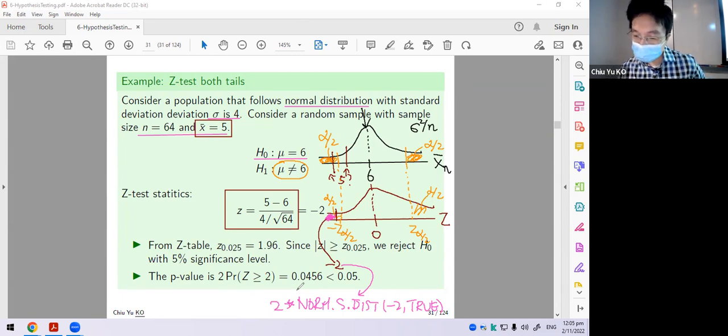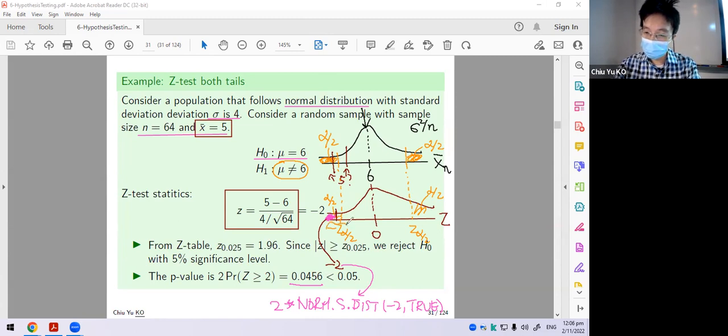And that's it. And it turns out this value is less than 5%. So you still reject at 5% and 10%, but not 1%. Is that clear?